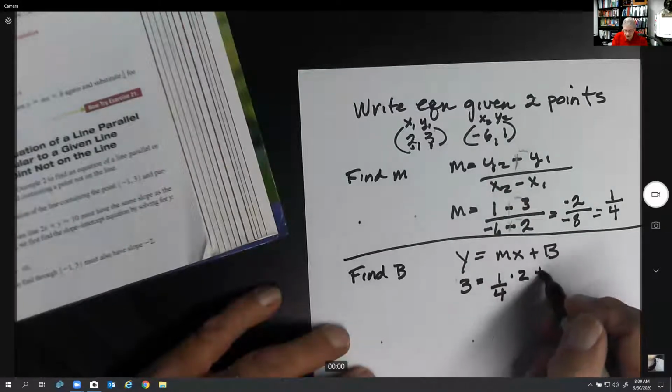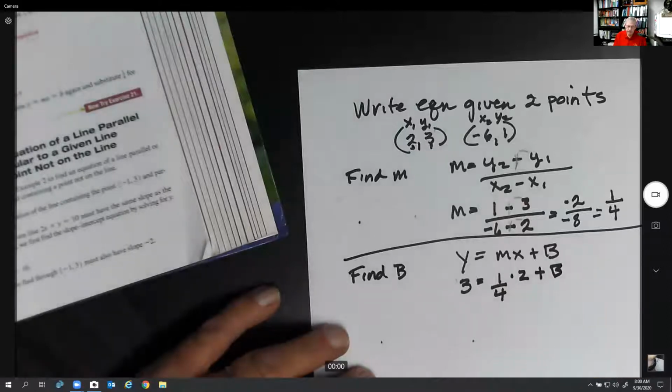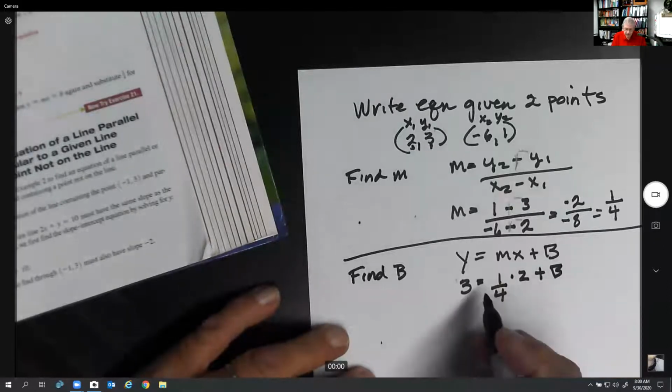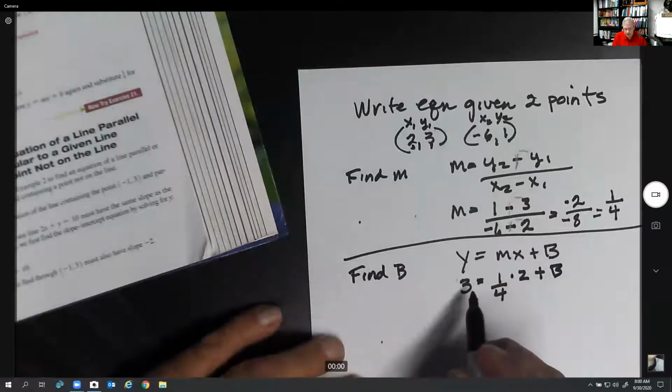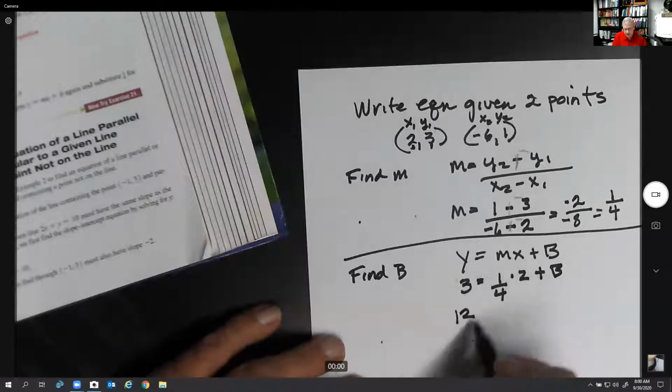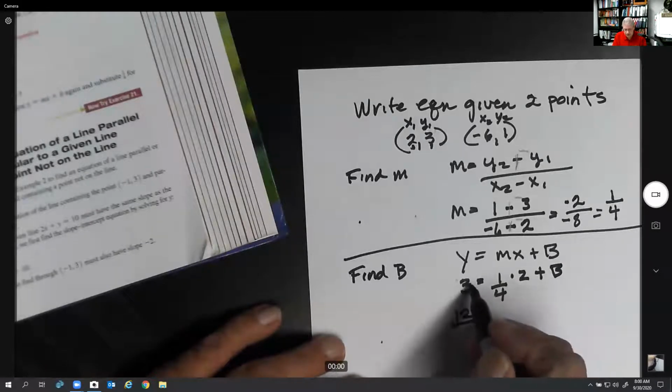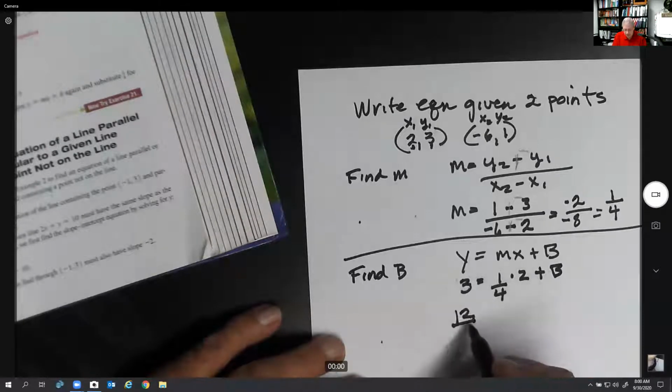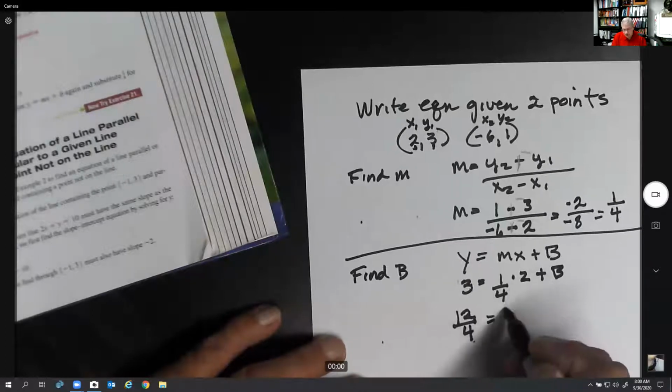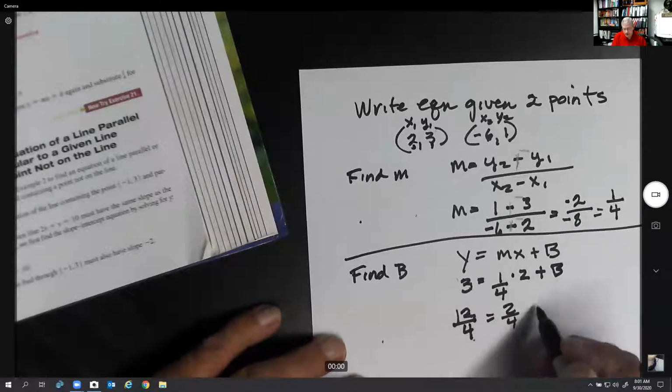And that should give me b with some work. So let's change 3 to 12ths. Okay, I'm going to multiply 3 by 4, and we're going to change it to 4ths. Did I say 12ths? 3 times 4 is 12, and we're going to put that over 4. 12 over 4, 3, equals 2/4 plus b.